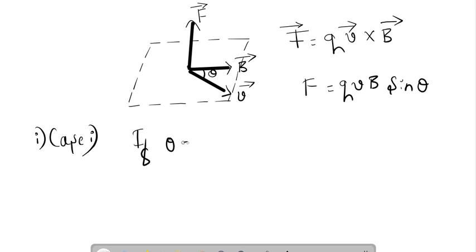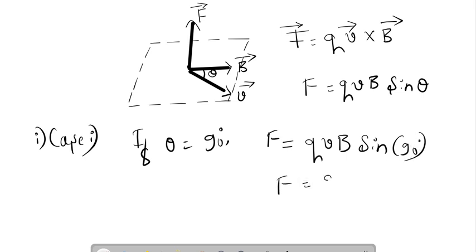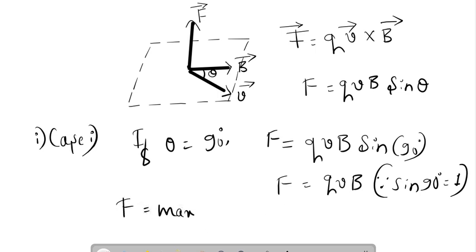Case 1: if theta is equal to 90 degrees, what will happen? F will become QVB sine theta, with theta 90 degrees. So F is equal to QVB, since sine 90 degrees is equal to 1. So in that condition, the force is maximum. So this is one case.